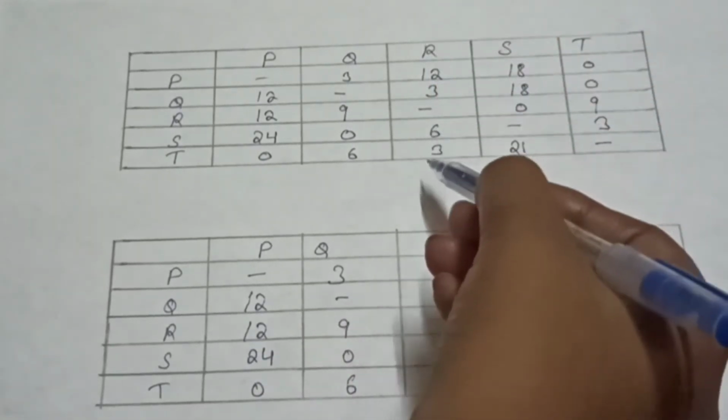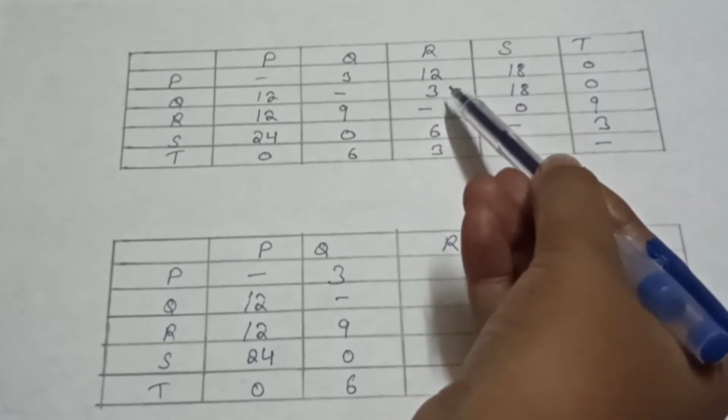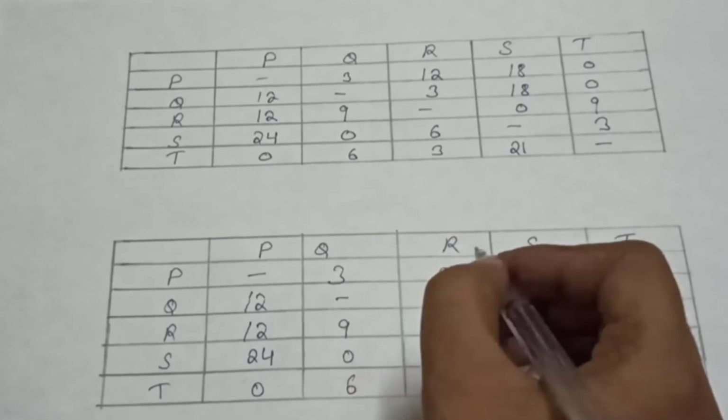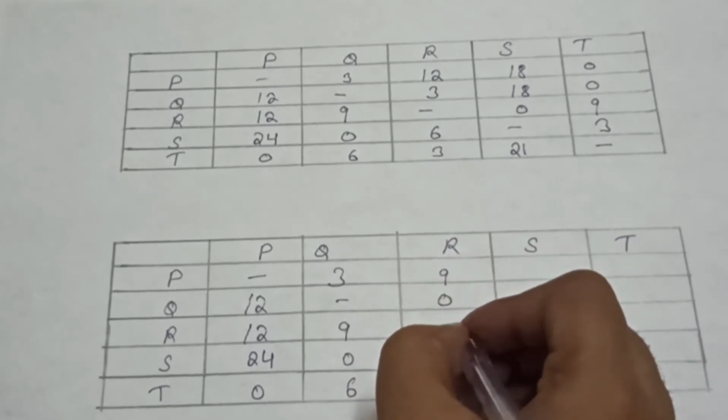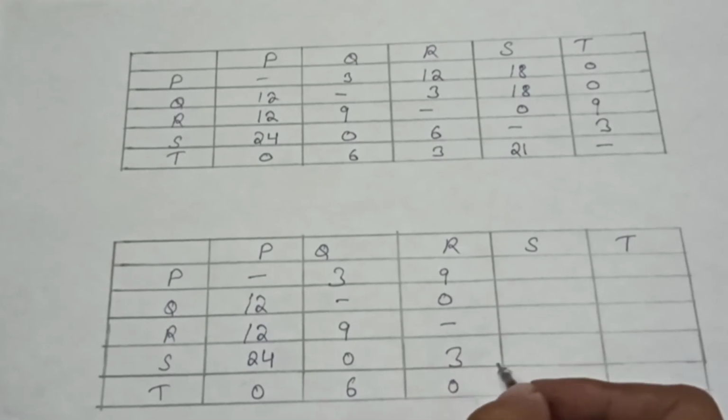In this column you can see 3 is the minimum element. So we will subtract this 3 from all these elements. So 12 minus 3 is equal to 9. 3 minus 3 is equal to 0. 6 minus 3 is equal to 3. 3 minus 3 is equal to 0.